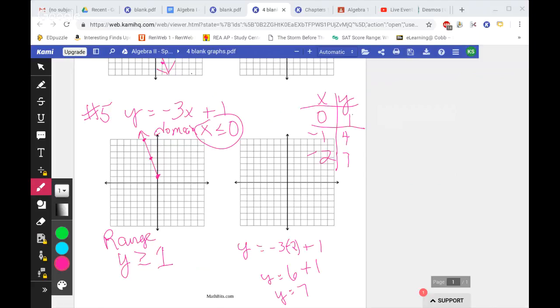All right. Now the next question that I had came from the textbook work. I believe it was number 5 from the textbook.